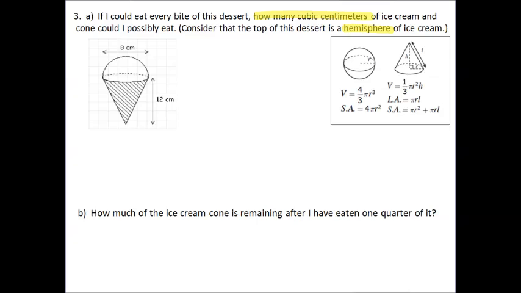But wait a minute, Mr. Fieser, we don't have a formula for a hemisphere. No, we don't, but a hemisphere is half a sphere. So we are going to use the formula for the sphere, and we're going to use the formula for our cone. The formula for the volume of a sphere is right here on your formula sheet, but we want only 1/2 of that. So 1/2 of 4/3 pi r cubed.